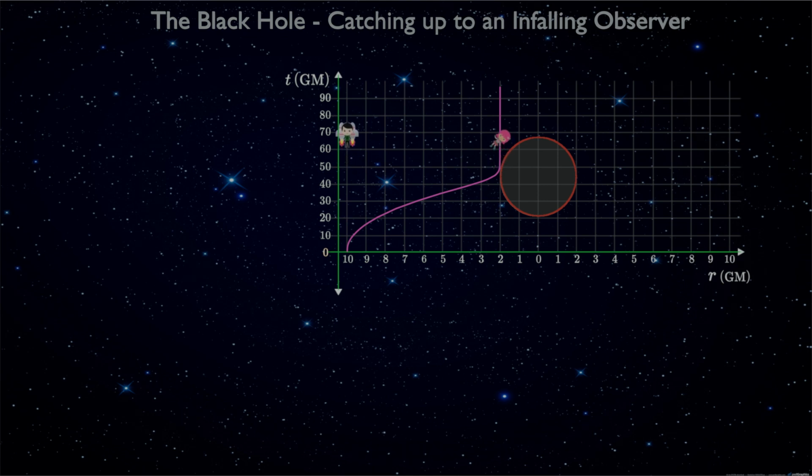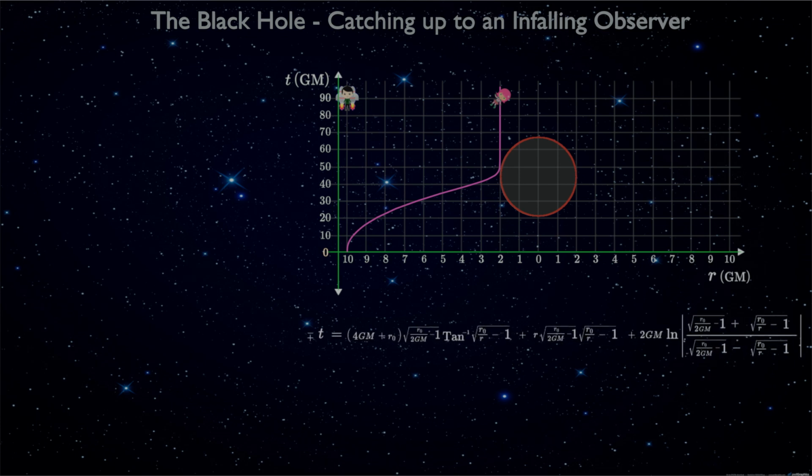Luckily, Tom's jetpack enables him to travel at near light speed relative to the black hole. How long can he afford to wait before beginning his rescue? That is the question we will answer in this video. We've already drawn out Stella's space-time trajectory in purple, using the equation for infall developed in the last video.